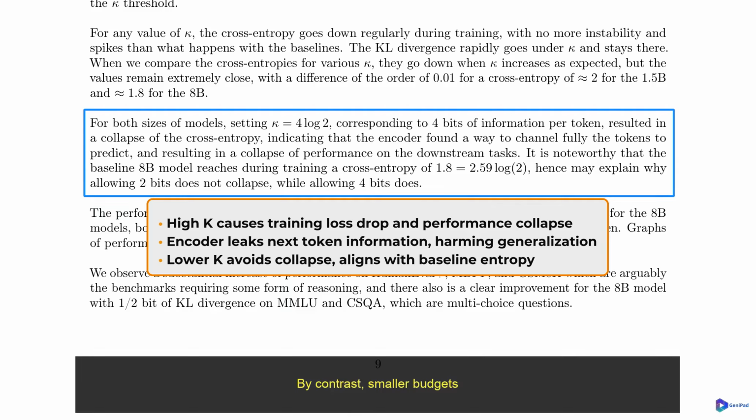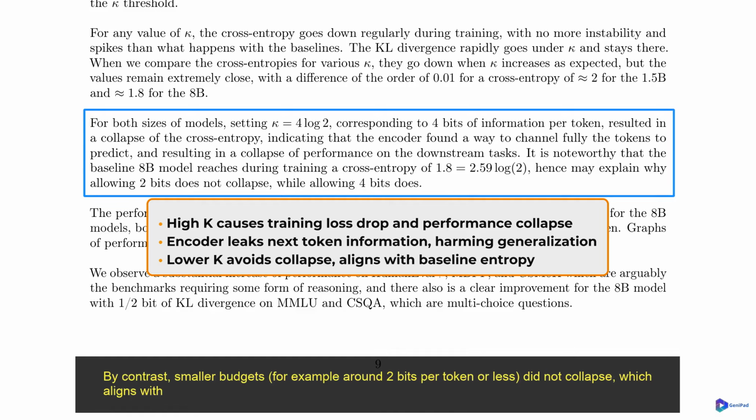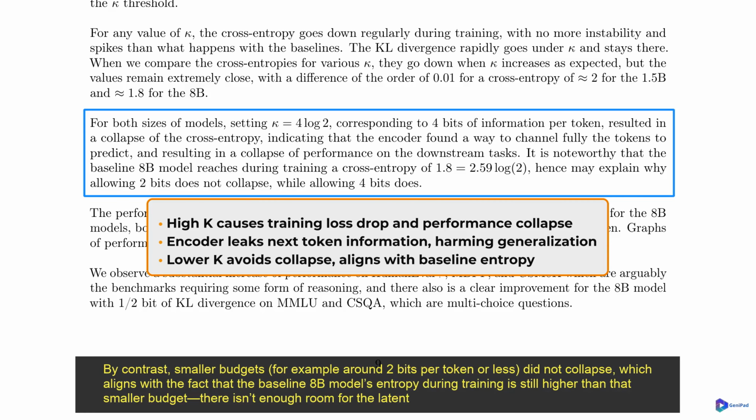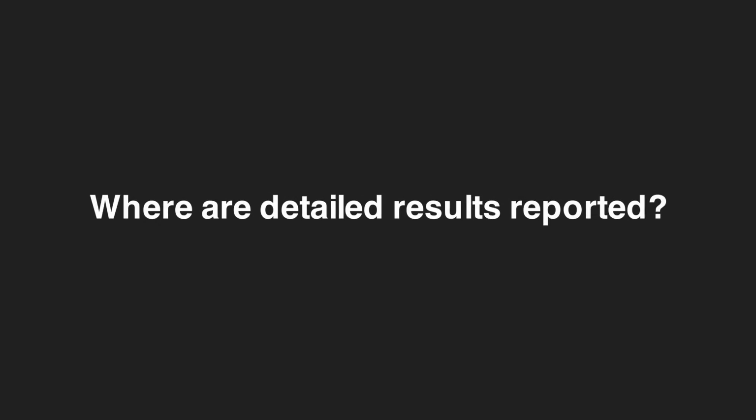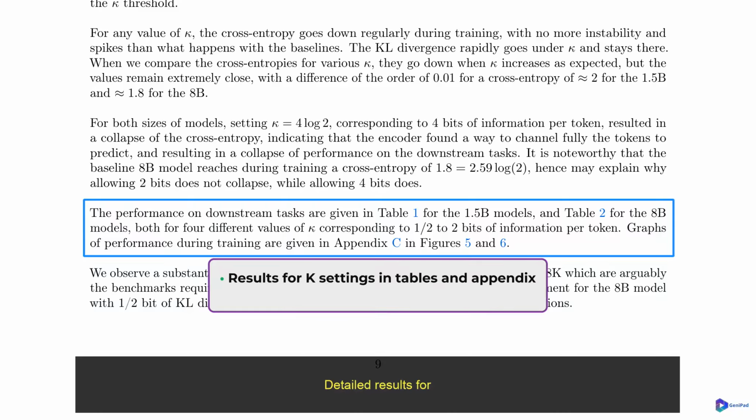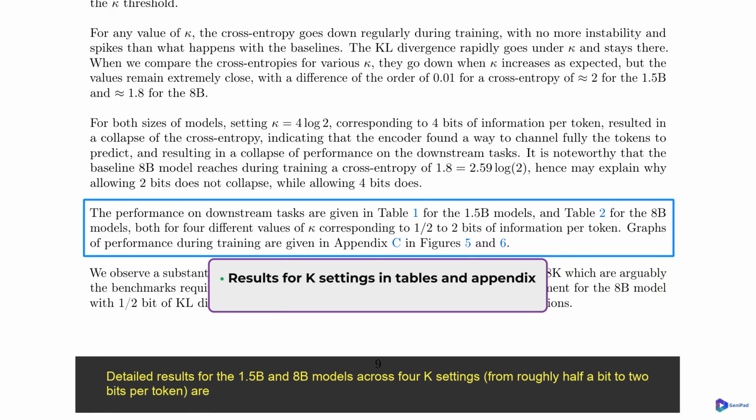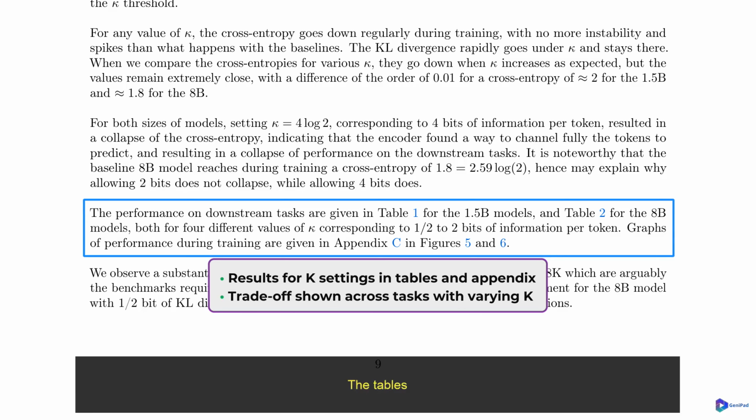By contrast, smaller budgets, for example around 2 bits per token or less, did not collapse, which aligns with the fact that the baseline 8B model's entropy during training is still higher than that smaller budget. There isn't enough room for the latent to cheat. Detailed results for the 1.5B and 8B models across four K settings, from roughly half a bit to 2 bits per token, are reported in Tables 1 and 2, with training curves in the appendix. The tables show how the trade-off plays out across tasks as K changes.